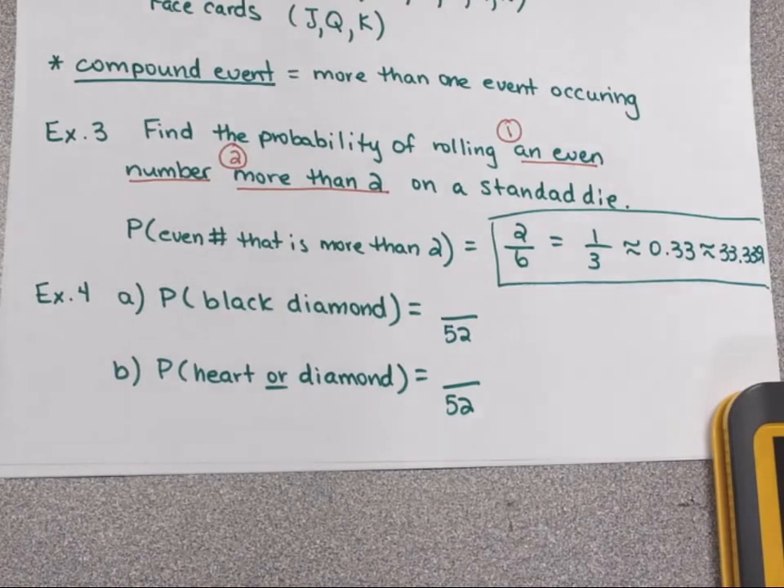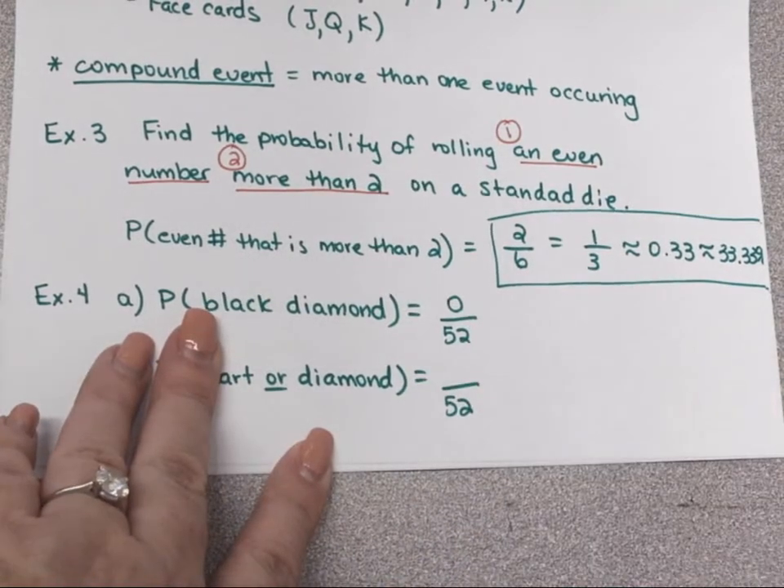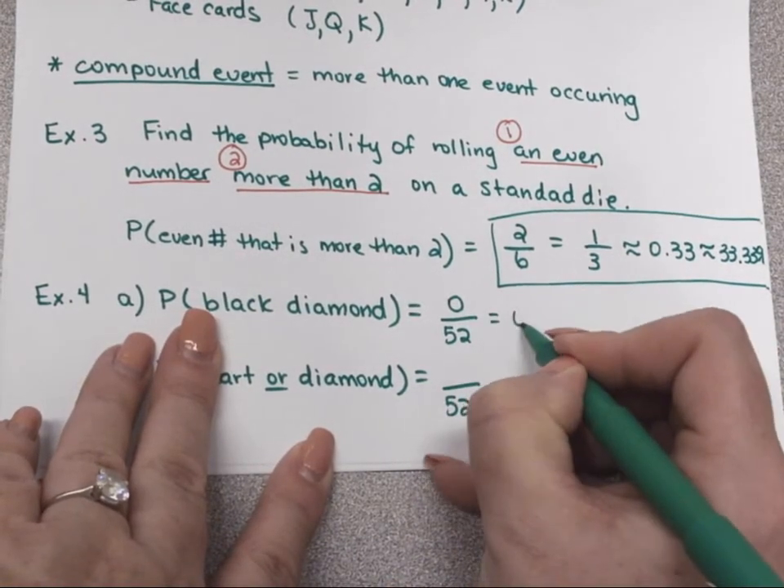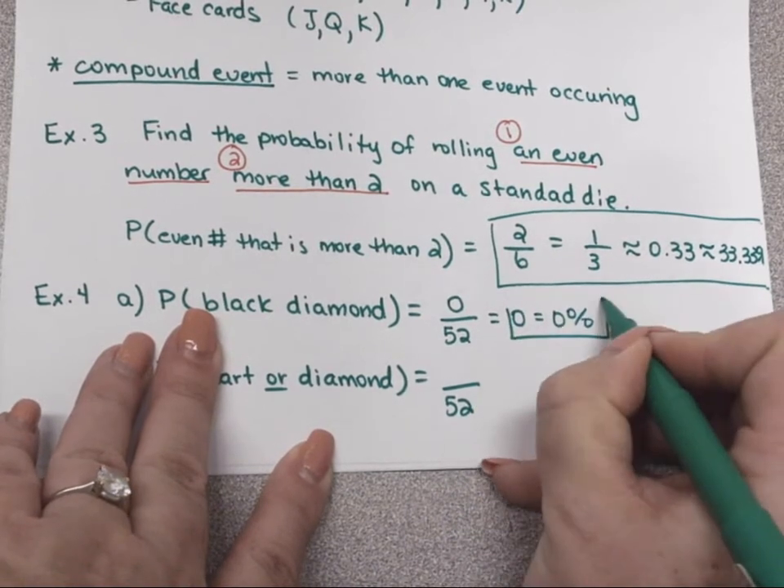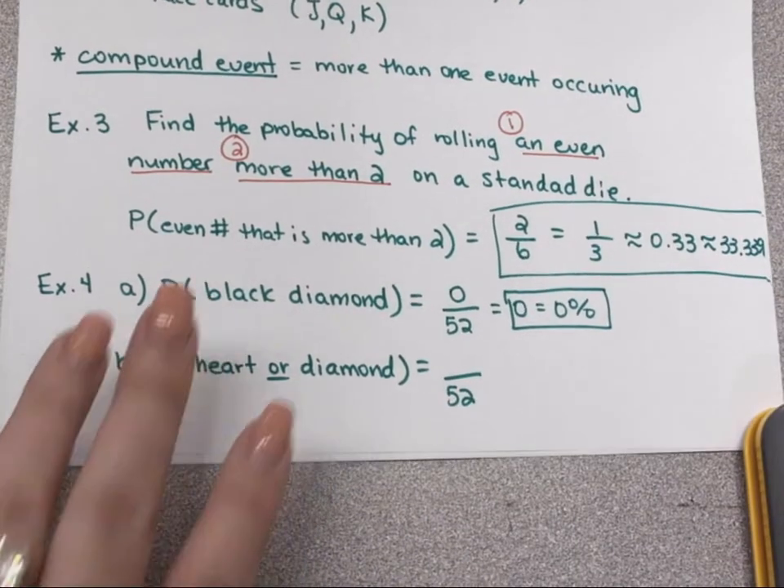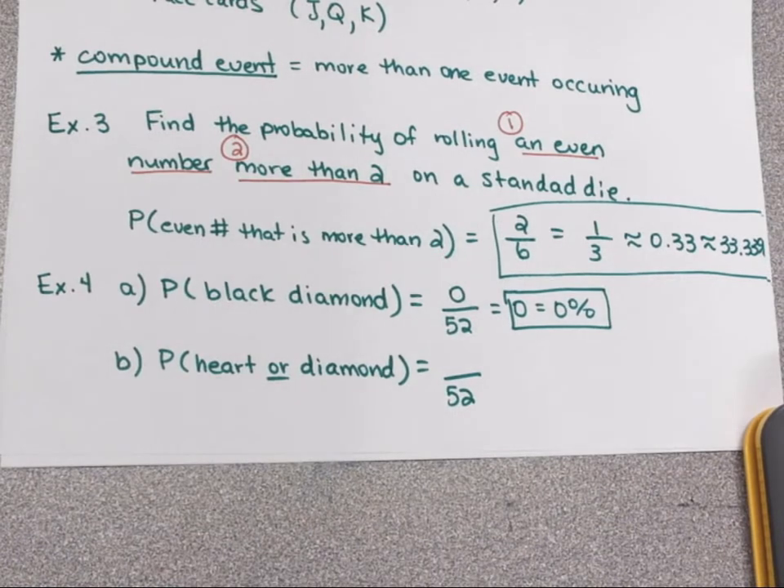Okay, what's the problem with the first question I asked you? Yeah, diamonds are red, right? So how many are there that are black diamonds then? 0. So what does that mean for us? That means it's not possible, right? So we get 0 or 0%. Okay, in other words, that's an impossible event, so it has a probability of 0.